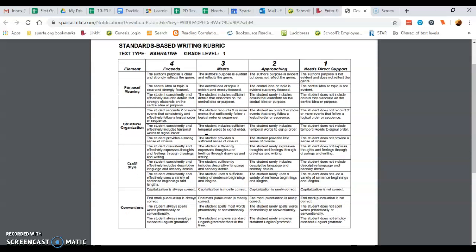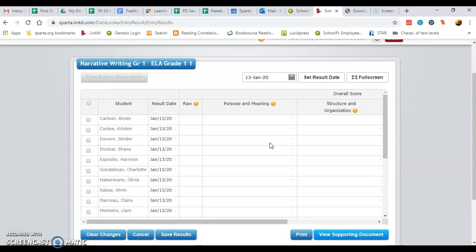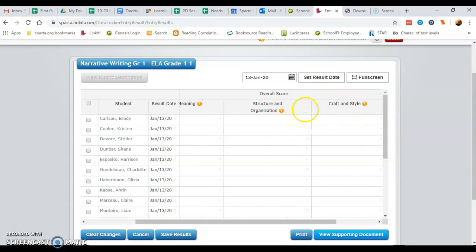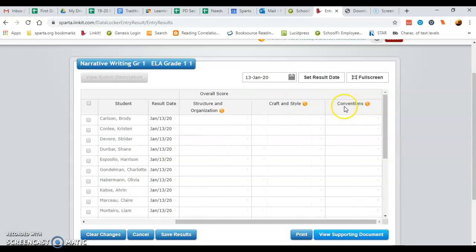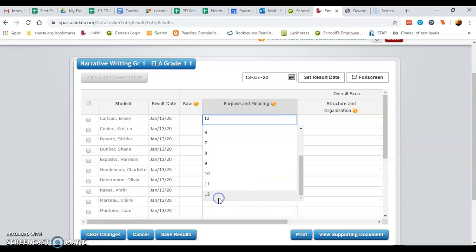Something to notice on this writing rubric is that you have 4 elements: purpose and meaning, structure and organization, craft and style, and conventions. So when we go back over to this entry form, you'll notice those elements are at the top: purpose and meaning, structure and organization, craft and style, and conventions. So underneath each element, there's a total number of points that you can get. Purpose and meaning goes up to 12 points. And so, well, how do you find that is the question.